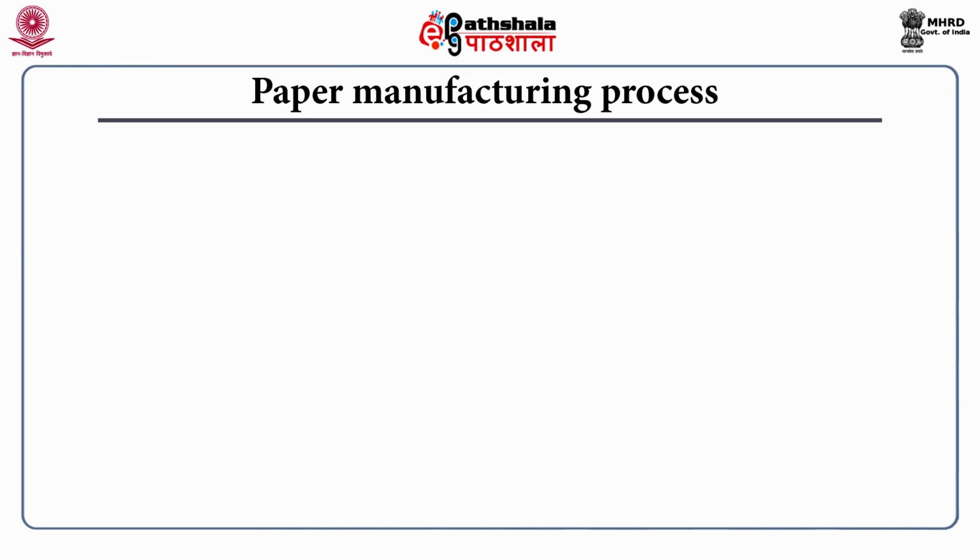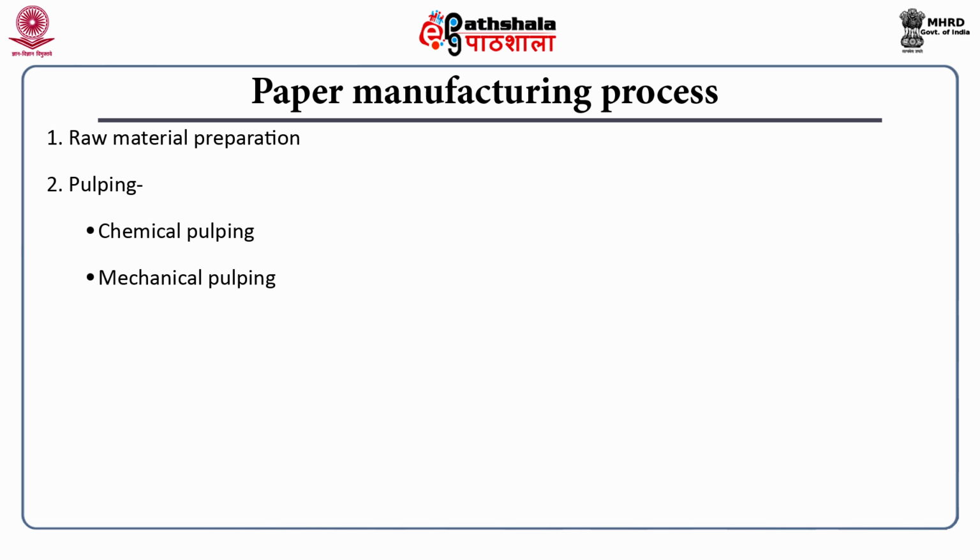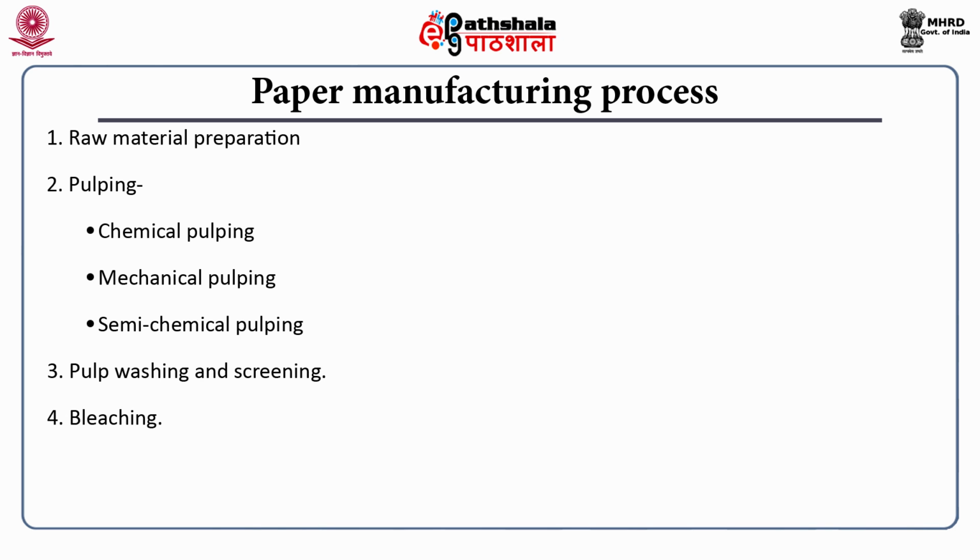The paper manufacturing process has a number of steps, and from each step wastewater is generated. These steps include raw material preparation. The second very important step is pulping. There are several methods by which pulping is done: chemical pulping, mechanical pulping, semi-chemical pulping, pulp washing and screening. The next step is bleaching, that is the removal of color. Then the next step is paper making, and the final step is chemical recovery.